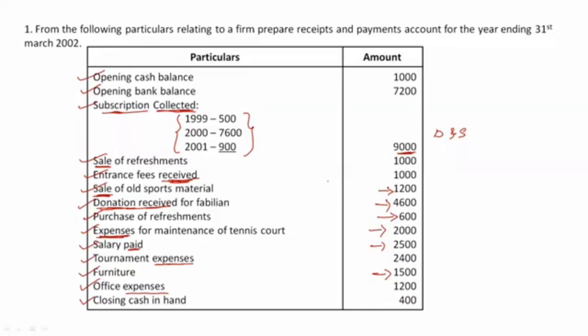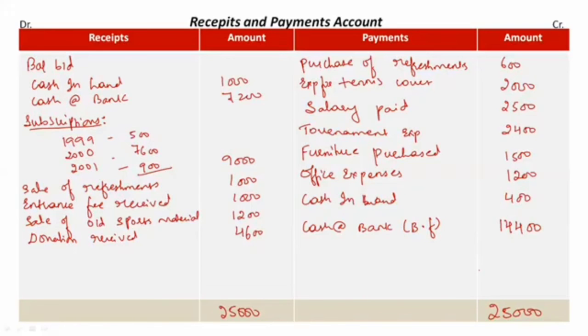If you just know which are the receipts and which are the payments for an NPO, then you can easily do it. But in most cases, the receipts and payments account will already be given in your question, so you don't have to prepare it. You have to prepare the next account after this, that is the income and expenditure account, which we will learn in my upcoming class.